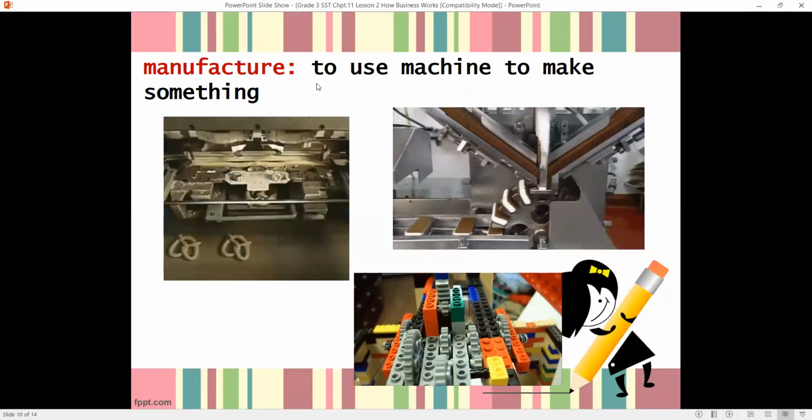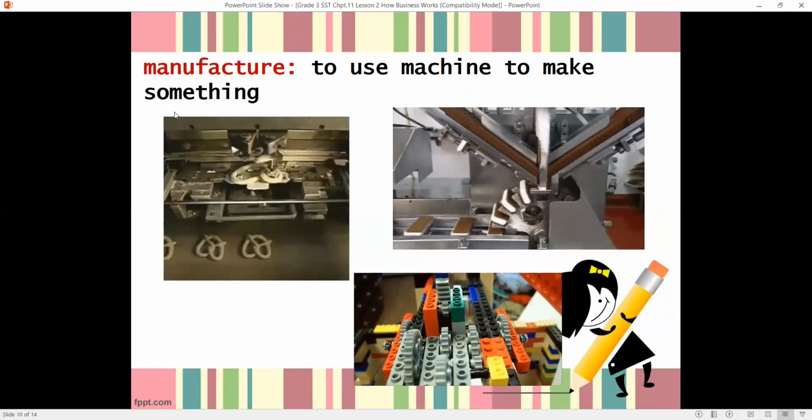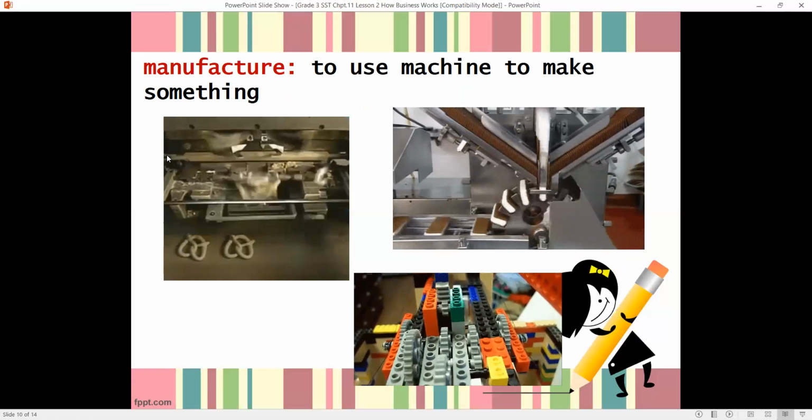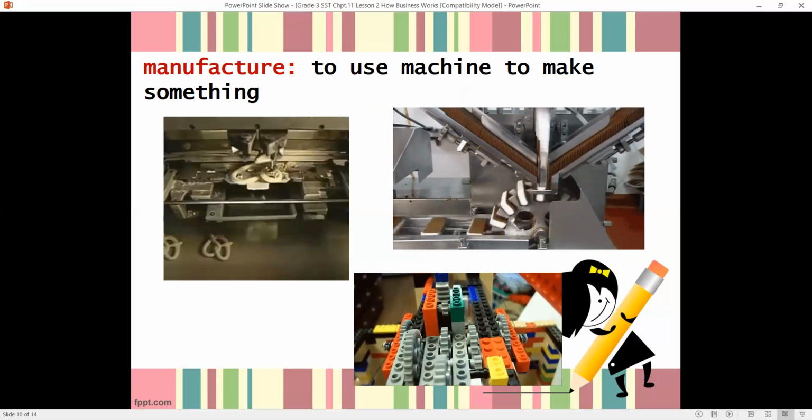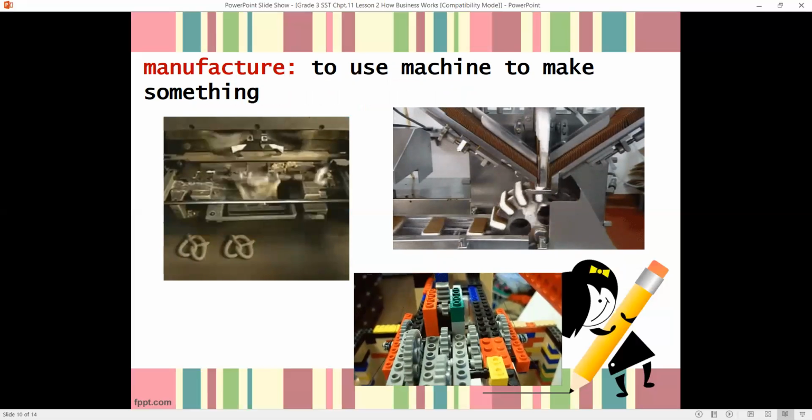Manufacture. What is manufacture? To use a machine to make something. So you get a lot of products today. All these products are manufactured, or made, in a factory.